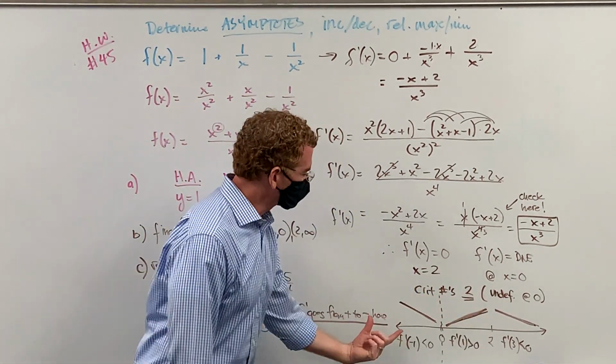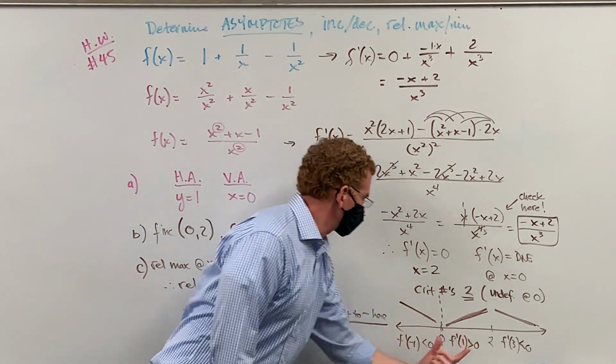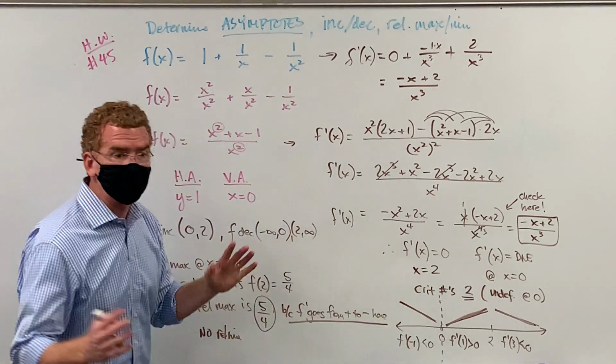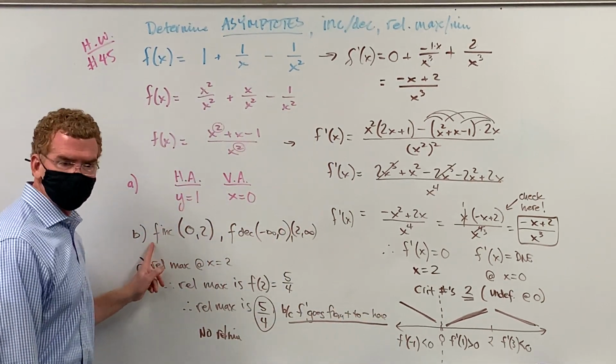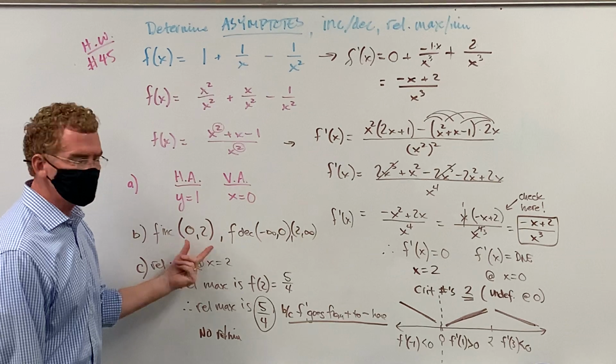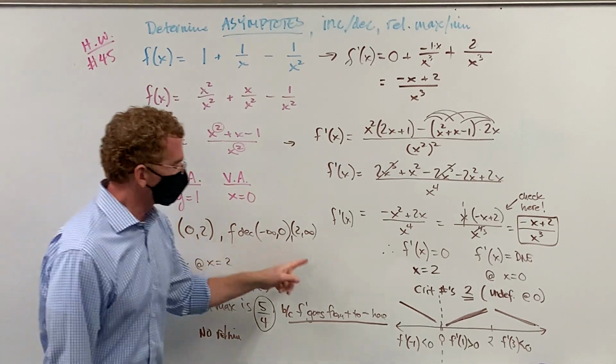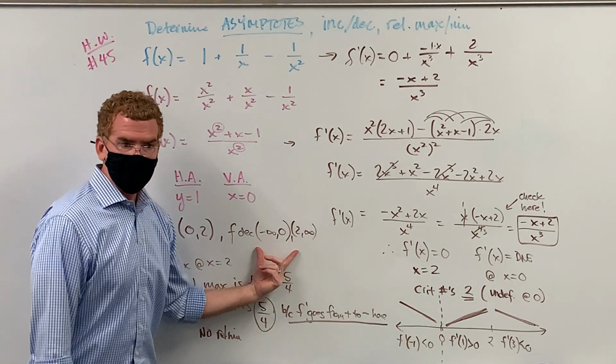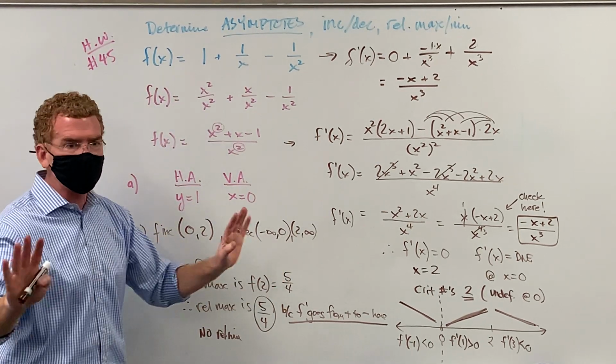Max. So I would say this thing is increasing from 0 to 2. That was part B. Decreasing, and by the way, I just said it also. I would say F increases from 0 to 2. F decreases from negative infinity to 0 and from 2 to infinity. Okay? And this is all AP wants to see.